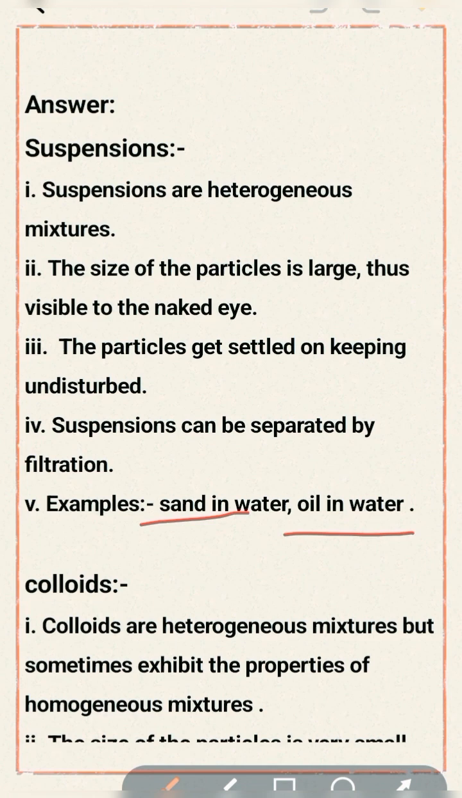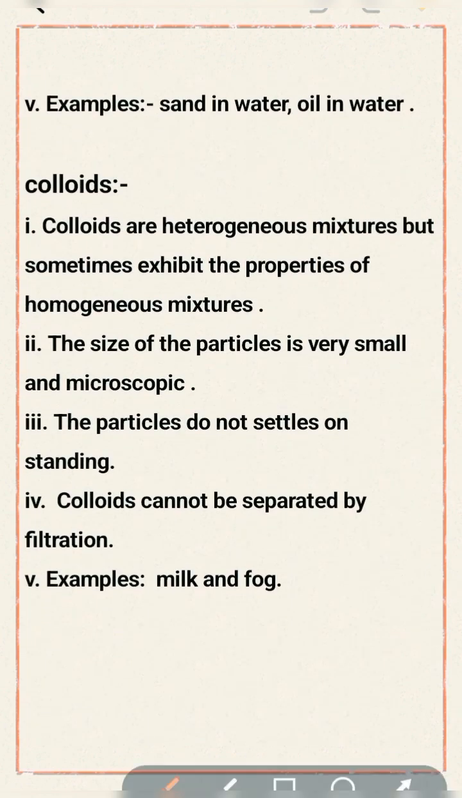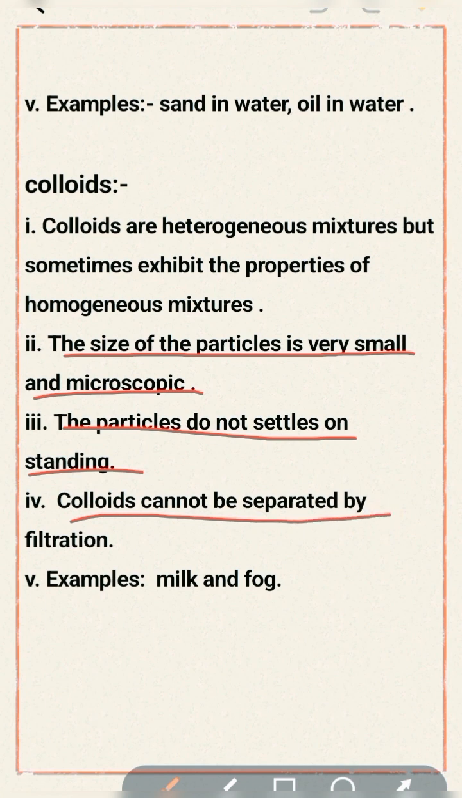Next part, the difference with colloid. Number one, colloids are a heterogeneous mixture but sometimes exhibit the properties of a homogeneous mixture. Point number two, the size of the particles is very small and microscopic. Point number three, particles do not settle on standing. Point number four, colloids cannot be separated by filtration. Example: milk and fog.